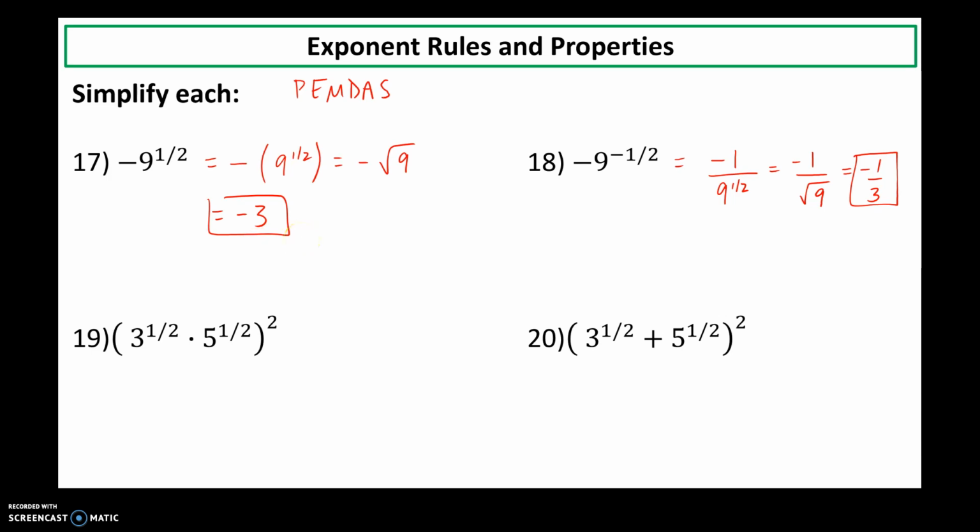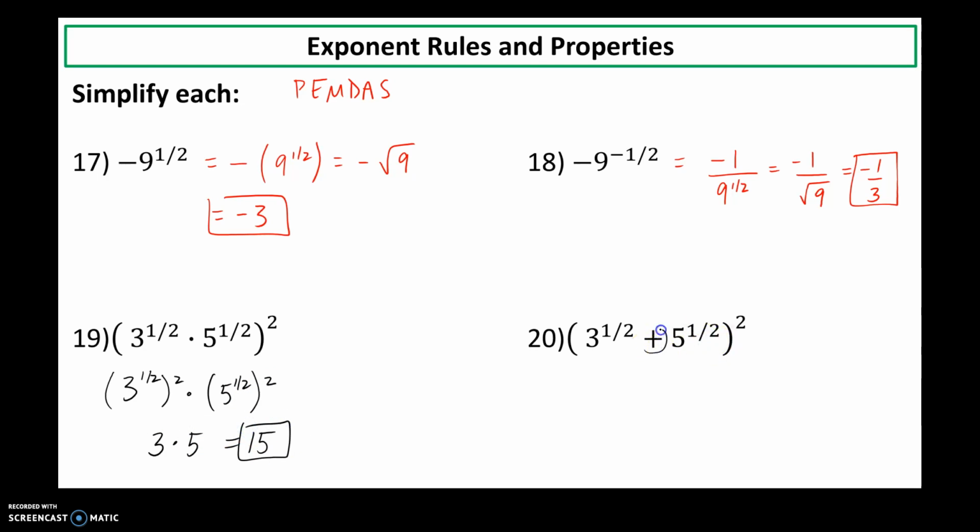Okay, so now I'm multiplying, so I can take that exponent and distribute it in. So I would have 3 to the 1/2 to the 2 times 5 to the 1/2 squared. All right, here we go again, multiplying my exponents. 1/2 times 2 would give me just 1, so that would be 3 to the first. 1/2 times 2 is 1 again, so 3 times 5, that would give me 15 as my final answer.